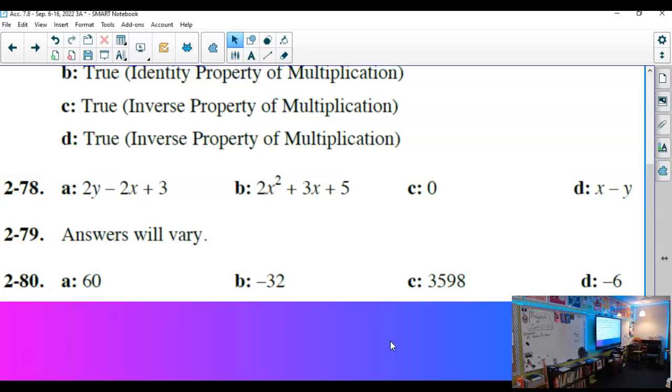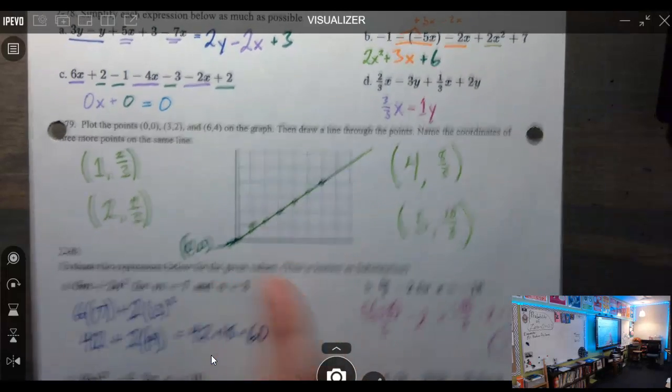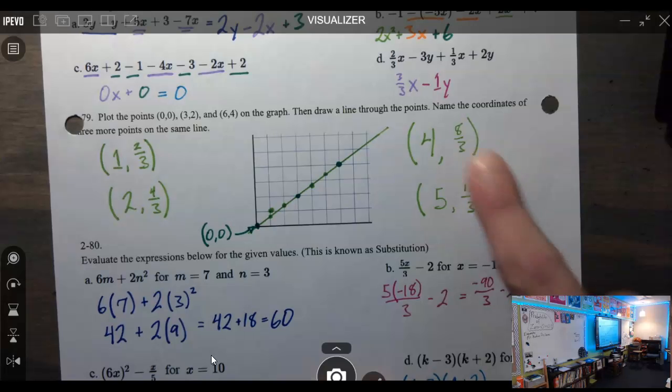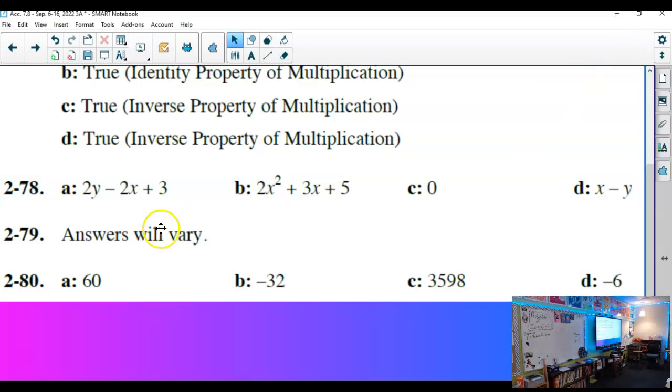79, I went ahead and gave you a graph to put it on to try to make life easier. If you assume a 1-to-1 scale, which if you're going to use a not 1-to-1 scale, you have to show your scale, it would probably look something like this. If you don't name the coordinates of 3 more points, you'll get a check minus because you obviously didn't read all the directions. So 79 is one where looking at the answer key doesn't give you everything. It doesn't give you anything, actually. But you gotta have 3 more points.